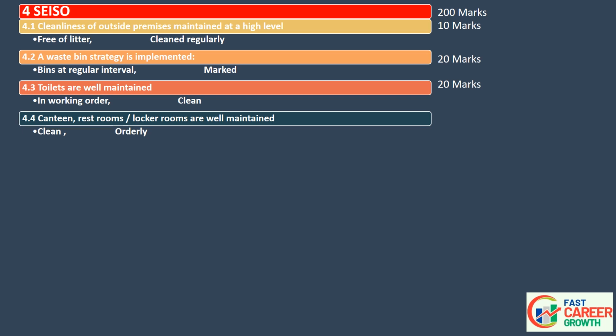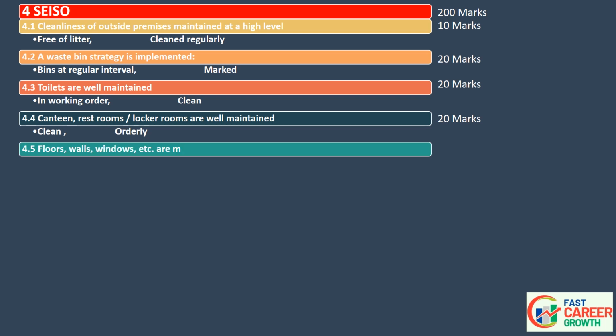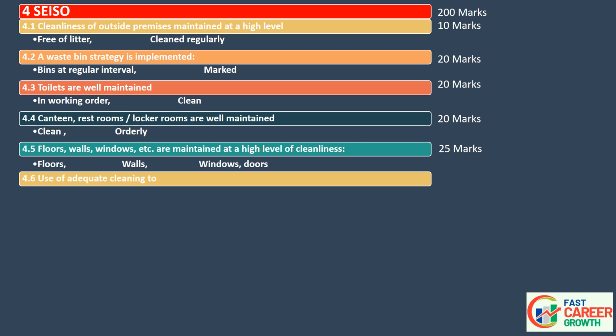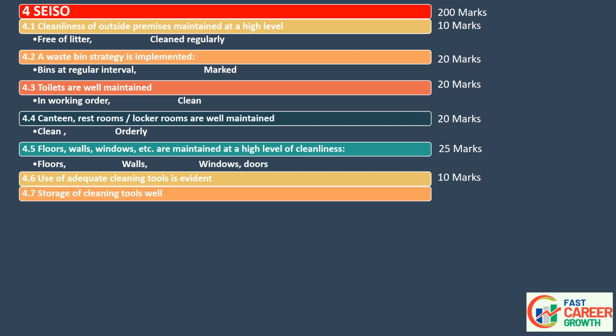Total is 20 points. Then check whether floors, walls, windows, doors, etc. are maintained at a high level of cleanliness. Total is 25 points. Then check whether use of adequate cleaning tools is evident. Total is 10 points. Then check whether cleaning tools, such as hanging brooms, mops, and other equipment, are properly stored. Here the total is 10 points.